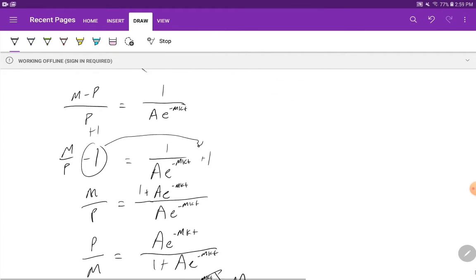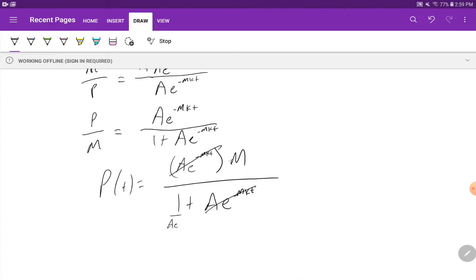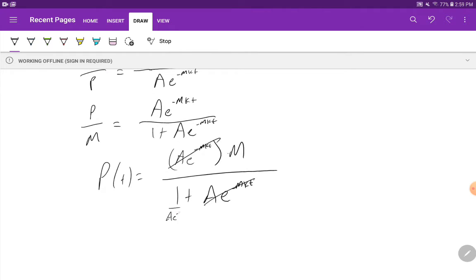A e to the negative m k t, which gets you m over... right? This becomes 1, right? So it's 1 plus A e to the m k t. I definitely missed a negative somewhere. Damn it. Ugh, so damn close.